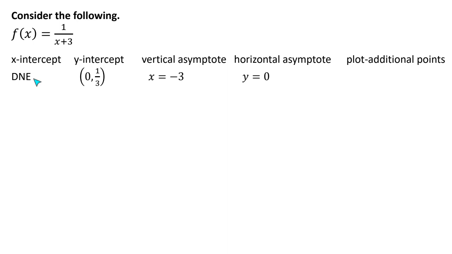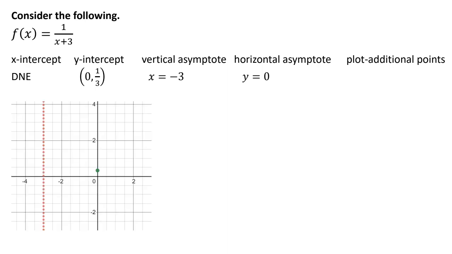we have our x-intercept, which does not exist. We have our y-intercept, and then we found our horizontal asymptotes. But in order to graph this, it's important to plot additional points. And so the additional points that you want to plot, so first let me plot my y-intercept, which is 0 and 1/3 right here.